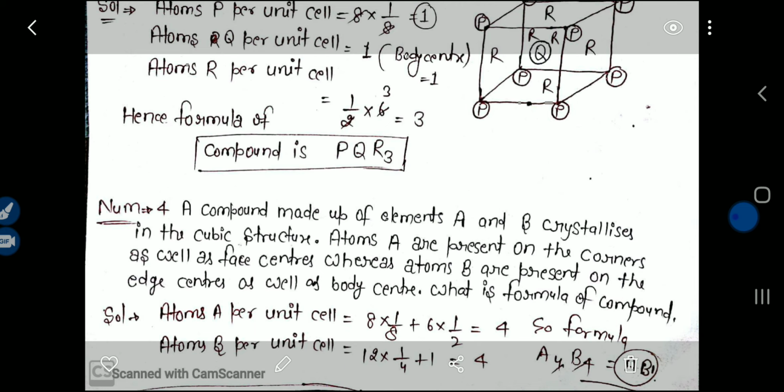A atoms per unit cell: because here A atoms are occupying both the corners as well as the face centers, the value will be 8 into 1 by 8 for the corners plus 6 into 1 by 2 for the face centers, that is equal to 4. Now B atoms per unit cell: because B atoms are occupying both places, the edge centers as well as the body center, for the edge centers 12 into 1 by 4 plus 1 for the body center. The distribution is 4. In both cases there are 4 atoms per unit cell. So the formula will be A4B4, which means AB.